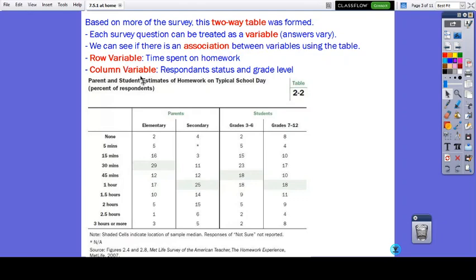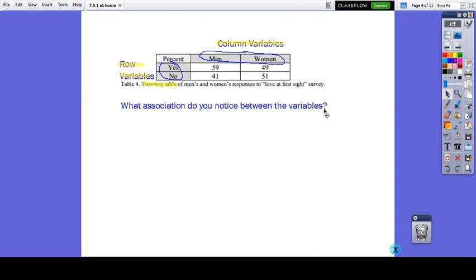And then you're going to have row variables and column variables, so time spent on homework and respondent status and grade level. In this case, the row variable is just like it said, time on homework, so the rows across, and then the column variables are respondent status and grade level, and that's the columns going down. So that's just the difference there. Other than that, we can leave that table alone. So just another representation of row variables and column variables.